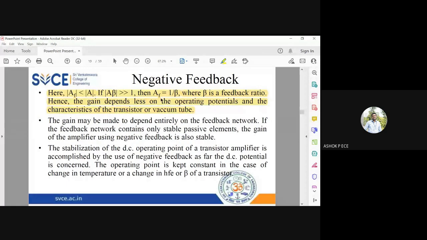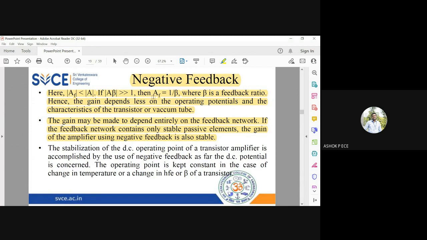β is going to be the feedback factor. It does not depend on the transistor parameter capital A. Capital A is the gain of your transistor. So gain completely depends only on the feedback network. So if the feedback network contains only stable passive elements, then the gain of the amplifier with feedback is also stable. Main thing when you compare positive and negative feedback: in positive feedback, the amplifier is unstable because the gain is infinity, but here the gain is reduced, so it makes your amplifier highly stable.